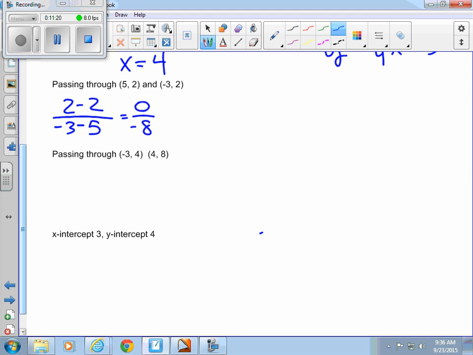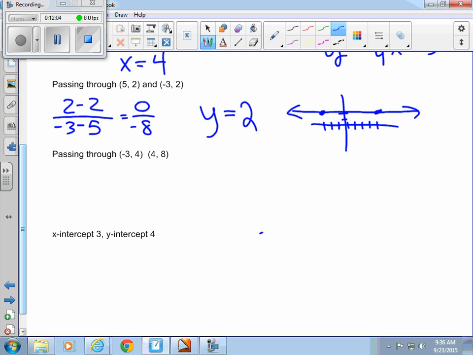What kind of line has a slope of 0? Y equals, right? A horizontal line. So what does y equal? Equation of that one. Y equals 2. Why is it y equals 2? Right? It's a horizontal line that goes through 2.